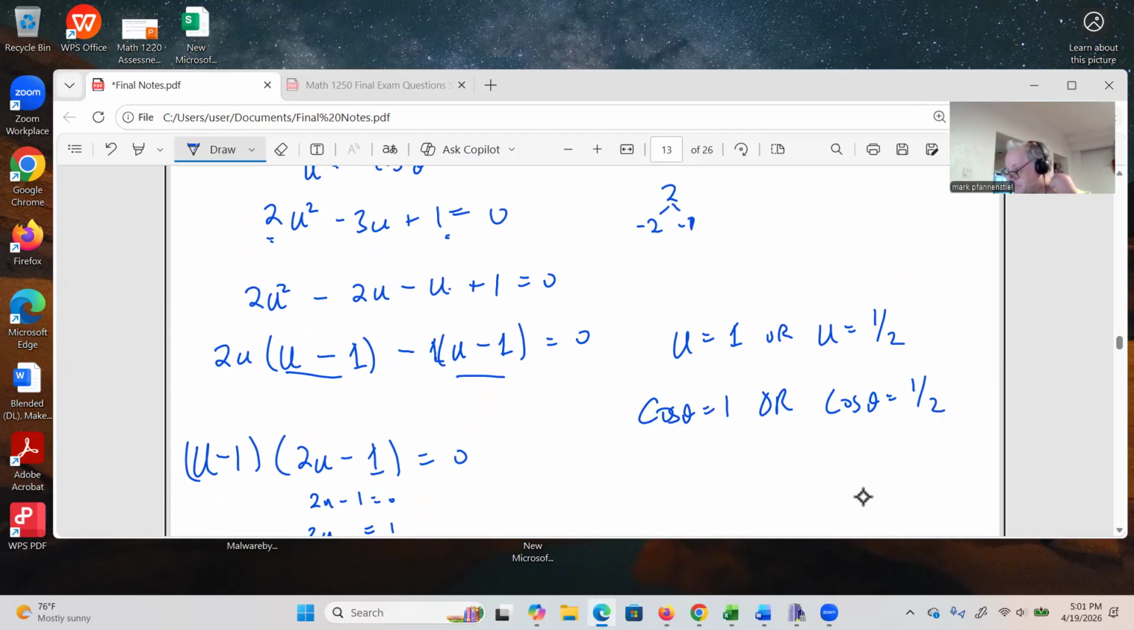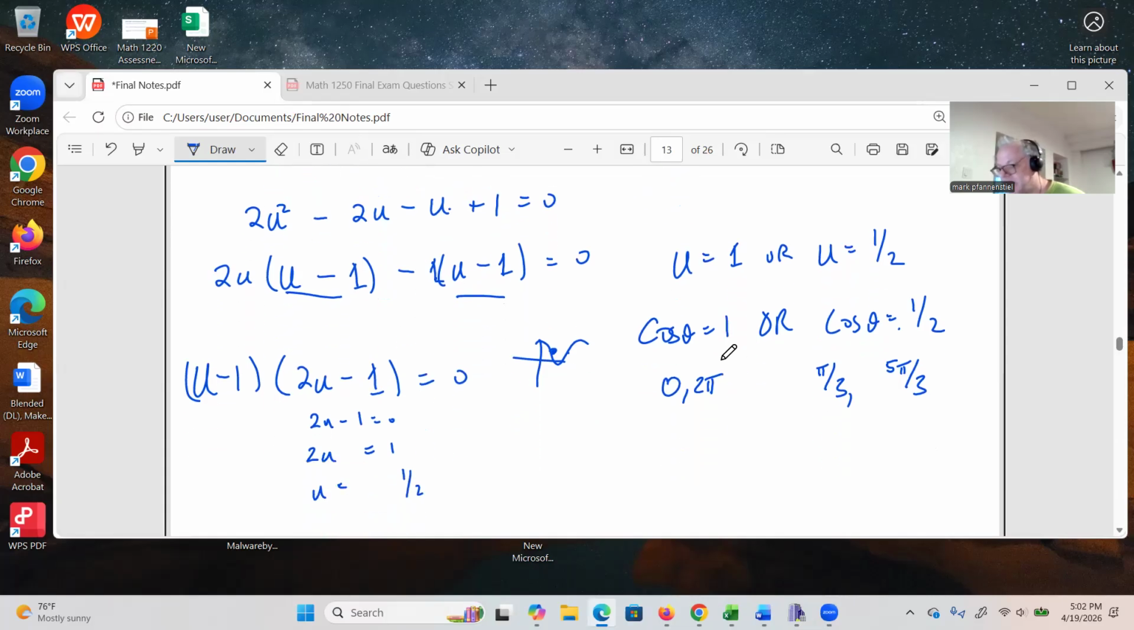Now, if you memorized your unit circle, you can just do this by memory. If you didn't and you want to do it with a calculator, that's fine. Cosine theta equals 1 gives 0 or 2 pi. For cosine equal to 1/2, remembering what the graph looks like, 1/2 is over here, so that's pi over 3, but also in the fourth quadrant, 5 pi over 3.